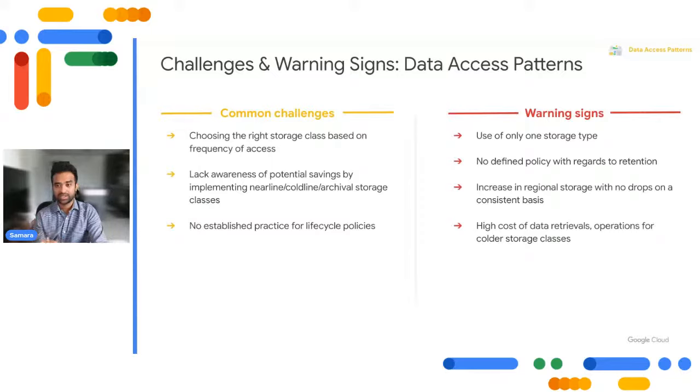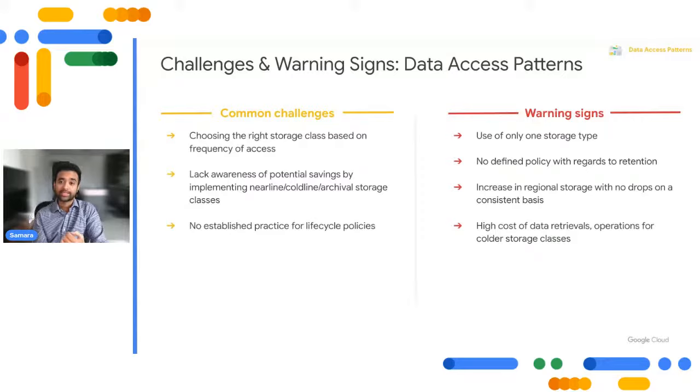Some of the common challenges that we see within our customers are misalignment between data access patterns and the storage classes that they choose. For example, if you do not know the data access patterns well enough, there might be a potential issue that you would choose archive, say, for your hot data, or you would choose standard for your cold data.